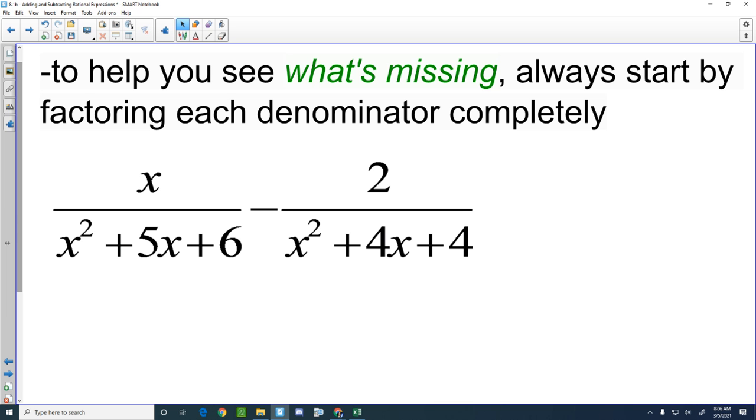So you have x over x squared plus 5x plus 6 minus 2 over x squared plus 4x plus 4. So this is the real type of questions that we want you to be able to add and subtract.